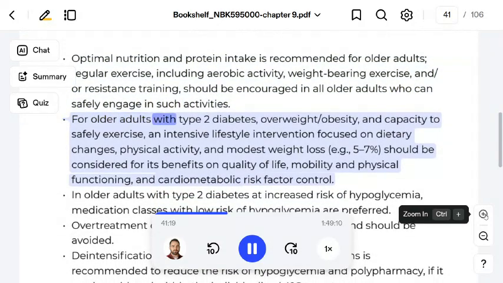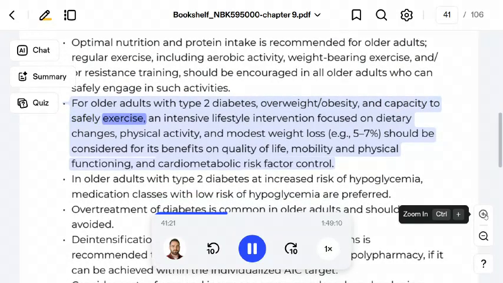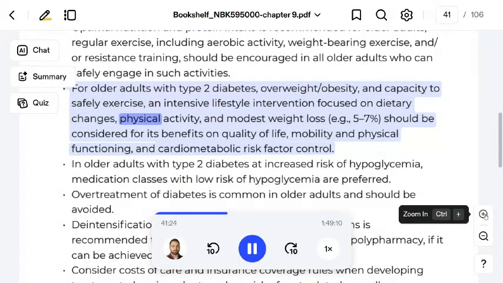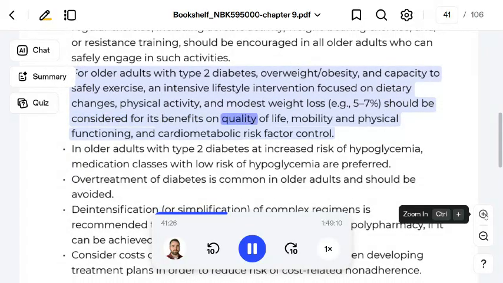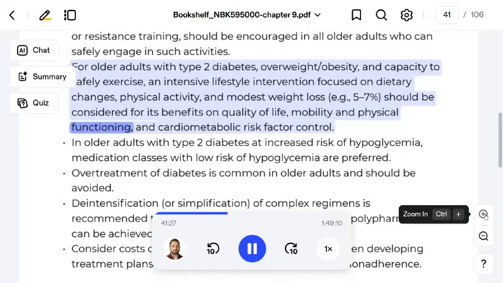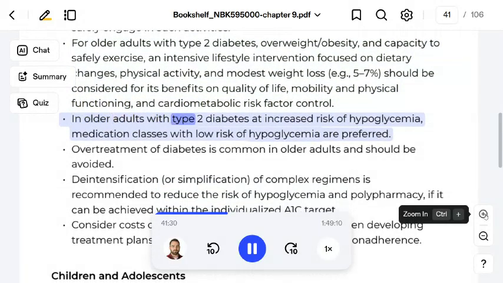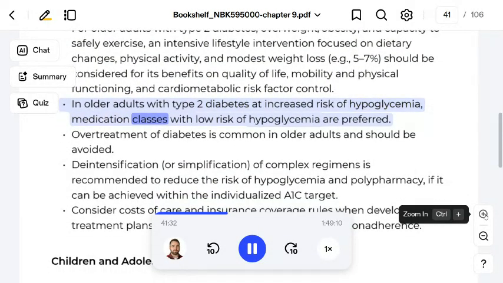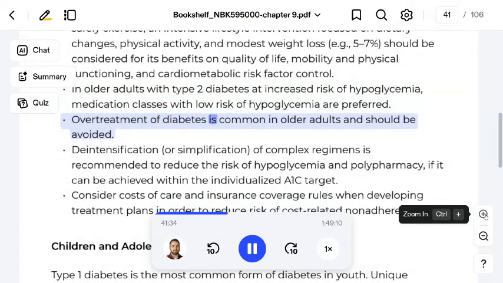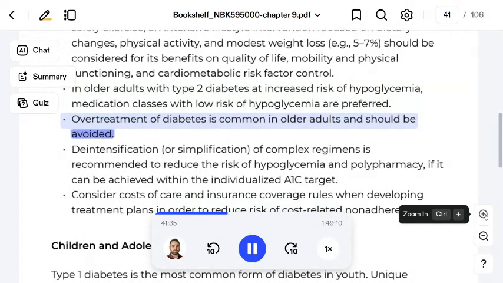For older adults with type 2 diabetes, overweight, obesity, and capacity to safely exercise, an intensive lifestyle intervention focused on dietary changes, physical activity, and modest weight loss should be considered for its benefits on quality of life, mobility and physical functioning, and cardiometabolic risk factor control. In older adults with type 2 diabetes at increased risk of hypoglycemia, medication classes with low risk of hypoglycemia are preferred. Overtreatment of diabetes is common in older adults and should be avoided.